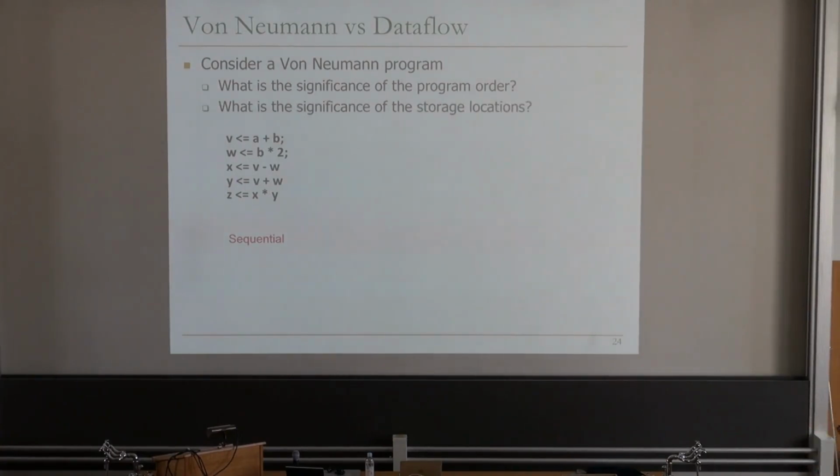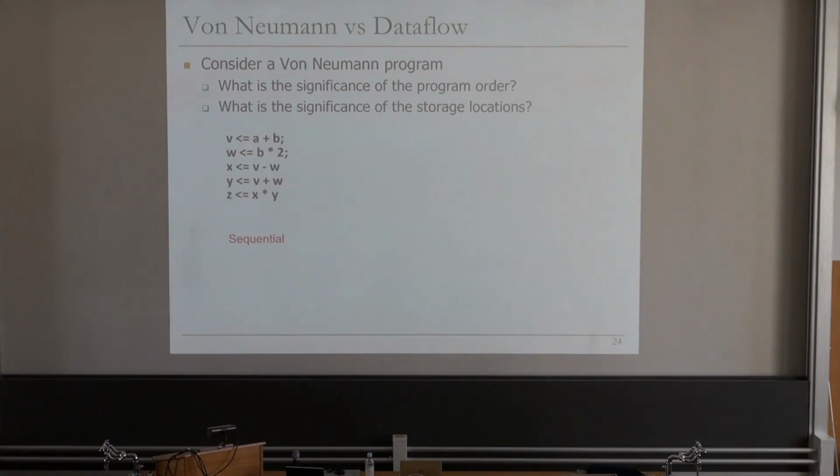What is the significance of the storage locations? I think this is also important. For example, we add A and B here and store it in V. Let's say it goes to a register. We multiply B by 2 and store it in W. W goes to a register. Now we use V and W to calculate X and Y. And then we multiply X and Y and produce Z.